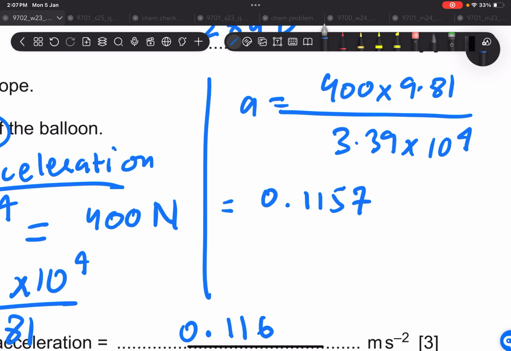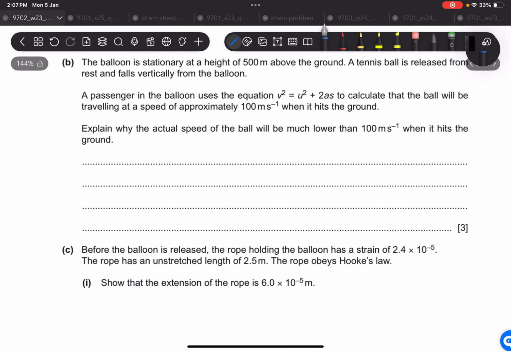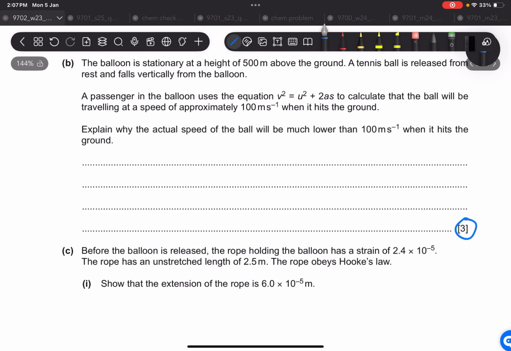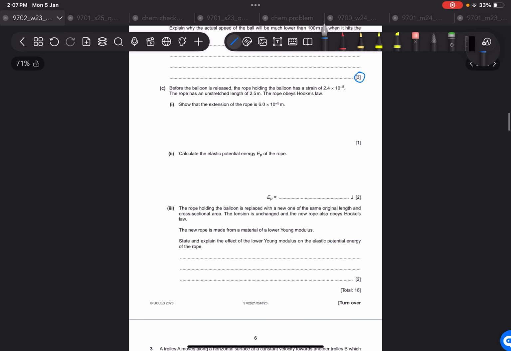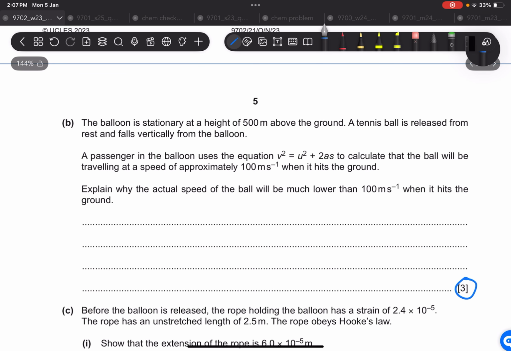0.116 meters per second square. I'm good to go. Now, questions like these are the trickiest. These are the questions where I guess the majority loses marks, because the formula and everything everyone can do. But over here you require thinking, and I'm trying to give you the exact thinking process.